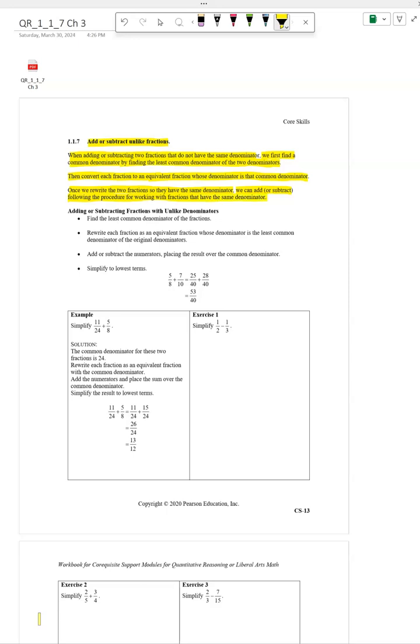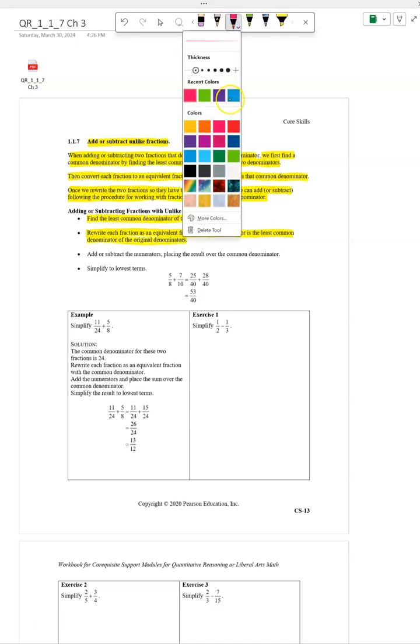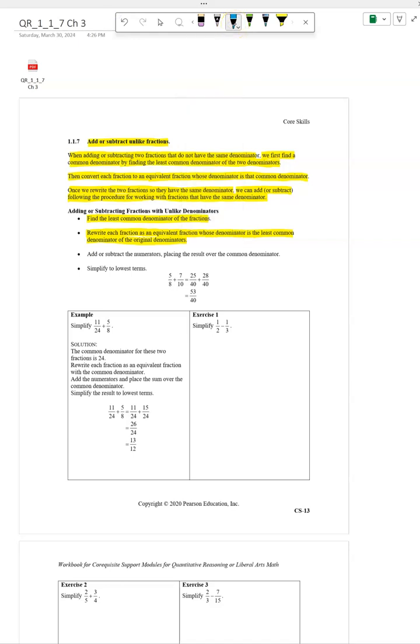Okay, so here are our steps. First, we're going to find the least common denominator of the fractions. Like I said, we should be really good at that by now. Then we're going to rewrite each fraction as an equivalent fraction whose denominator is the least common denominator of the original denominators. Okay, so let's take a pause and talk about this. It's worded kind of tricky and I want everybody to understand what we do here.